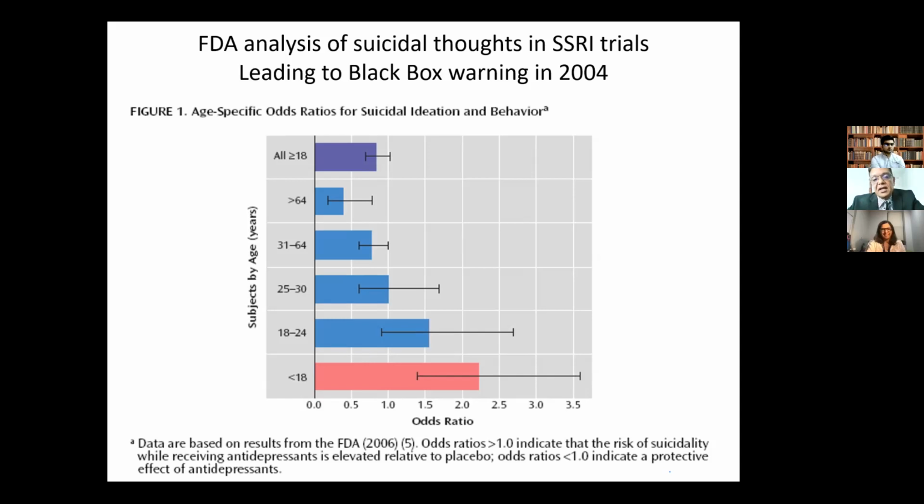But there are a couple of things. The reason I added these slides is just to give you a couple of pointers which are clinically very important. If you look at this slide, you see the odds ratio for suicidal ideation and behavior on the basis of age group. On the y-axis you have the age groups, and odds ratios are on the x-axis. What do you see? Less than 18 years, the biggest odds ratio, and it decreases as you go up in age. But 18 to 24, before 18 and up till 24, may be the biggest risk age group for SSRIs.